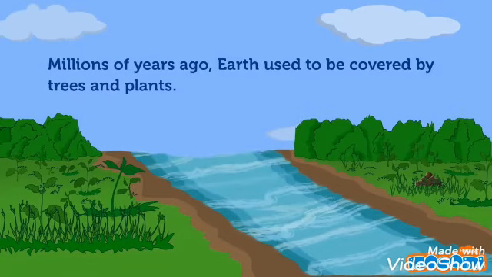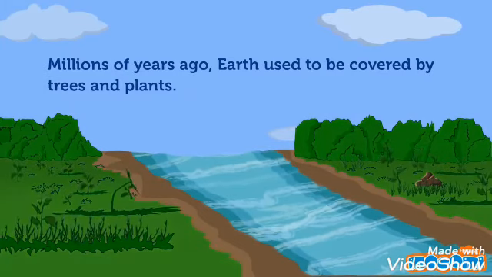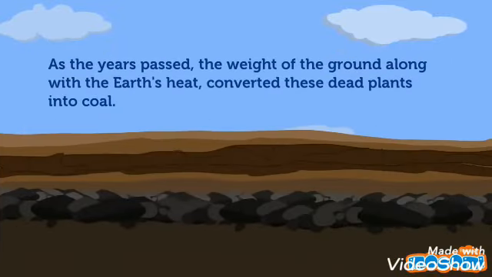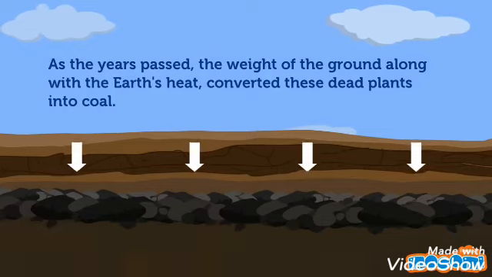Millions of years ago, the earth used to be covered by trees and plants. These plants died in swamps around river banks and got covered with soil and mud. As the years passed, the weight of the ground along with the earth's heat converted these dead plants into coal.